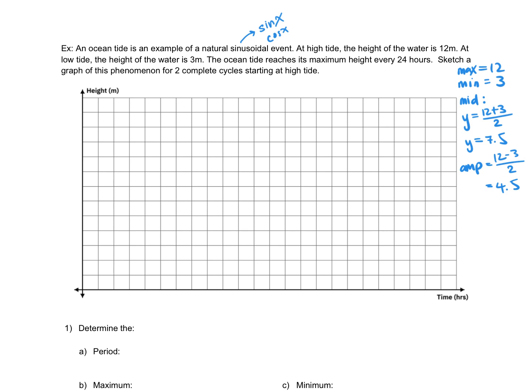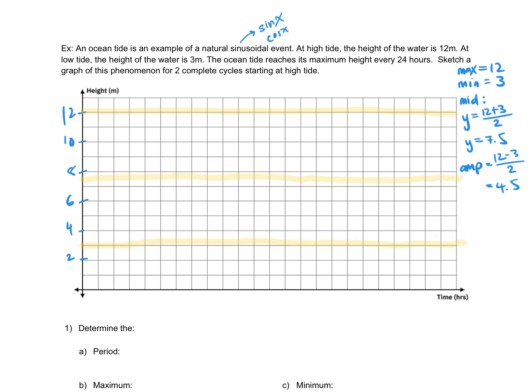The ocean tide reaches its maximum every 12 hours. Sketch a graph of this phenomenon for 2 complete cycles starting at high tide. Okay, so I'm going to start off by putting time and height. That's already labeled, so I'm just going to label my scale here. Let's say 2, 4, 6, 8, 10, and 12. My maximum is supposed to be the 12, so I'm just going to highlight that. My minimum is 3. We've already calculated the midline to be 7.5.